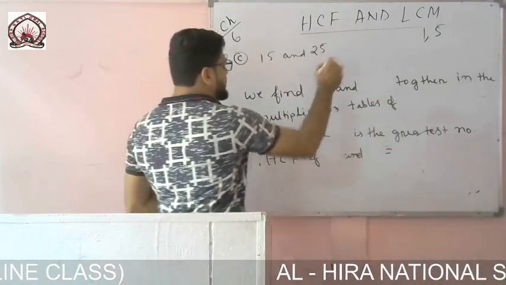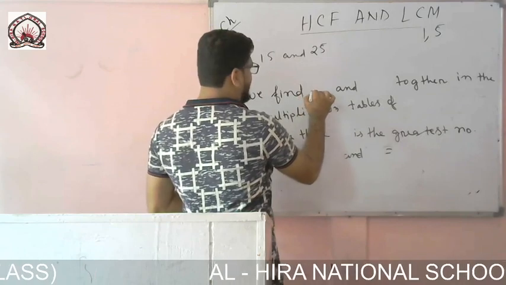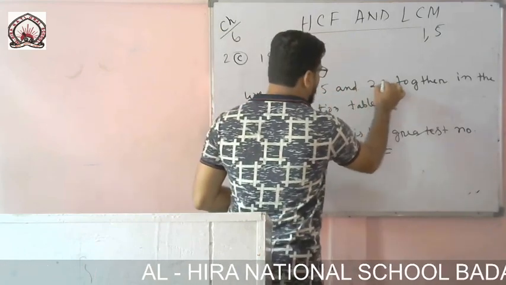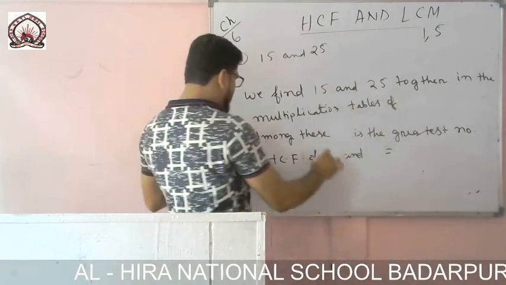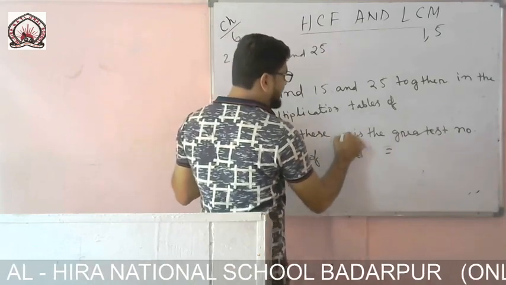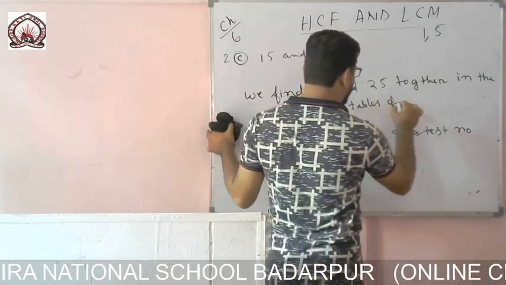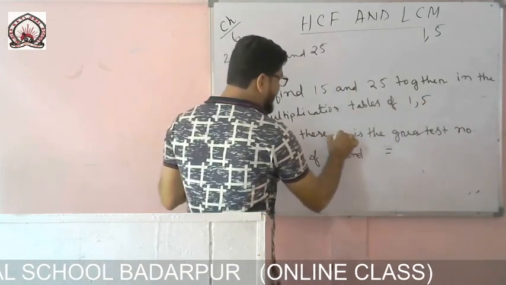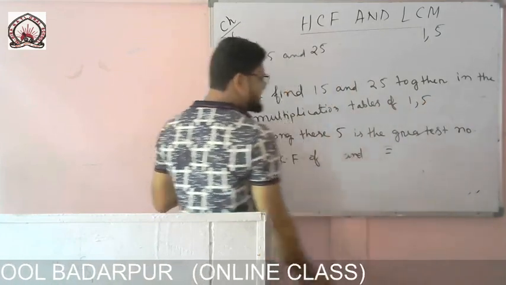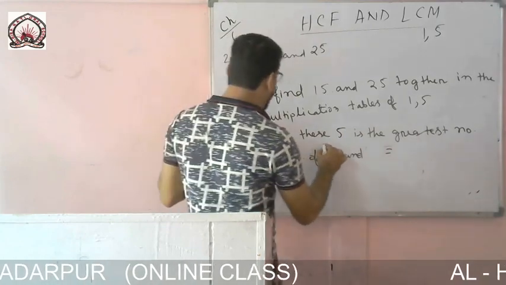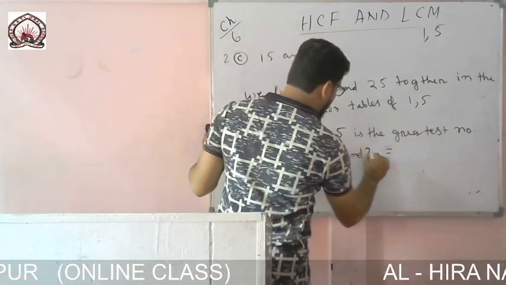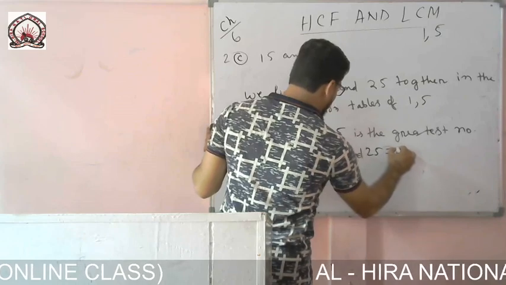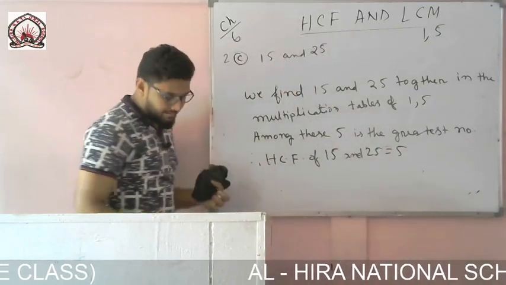So we find 15 and 25. Then among the multiplication tables of 1 and 5, 5 is the greatest number. So HCF of 15 and 25 is 5.